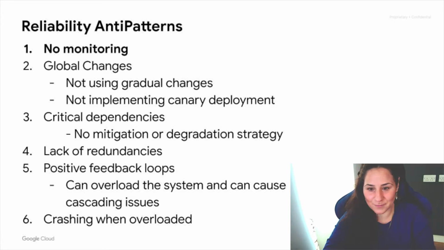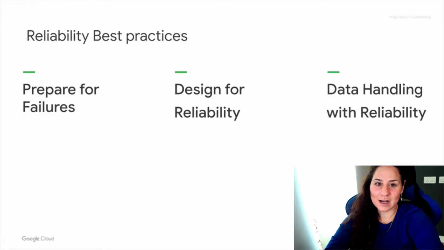To address those anti-patterns, I want to touch on three main topics. The first one is prepare for failures. In that topic, we'll touch on decoupling responsibility, avoiding global changes, having rollout strategies, avoiding single points of failure, reducing critical dependencies, and also having degradation as a strategy, like throttling or load shedding.